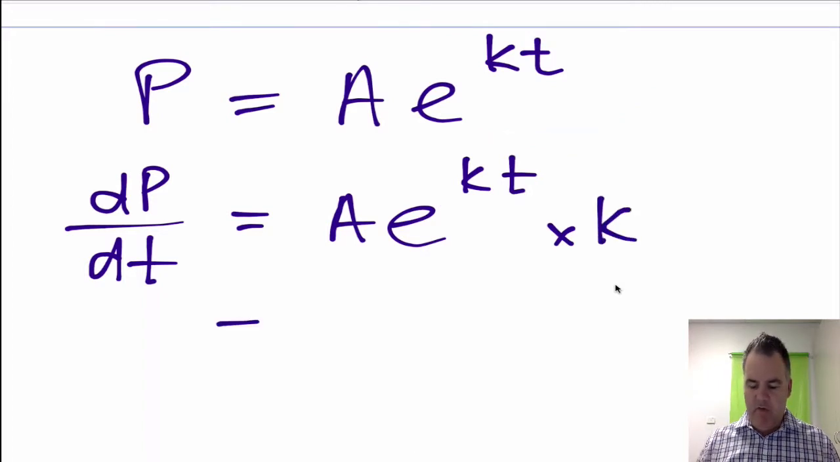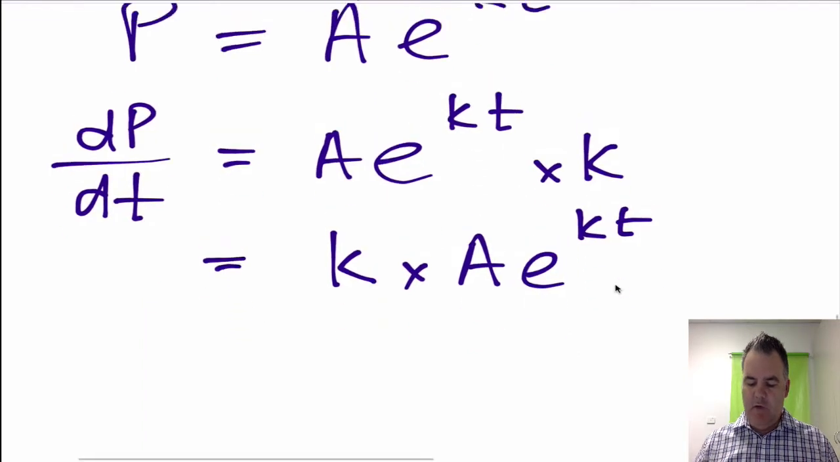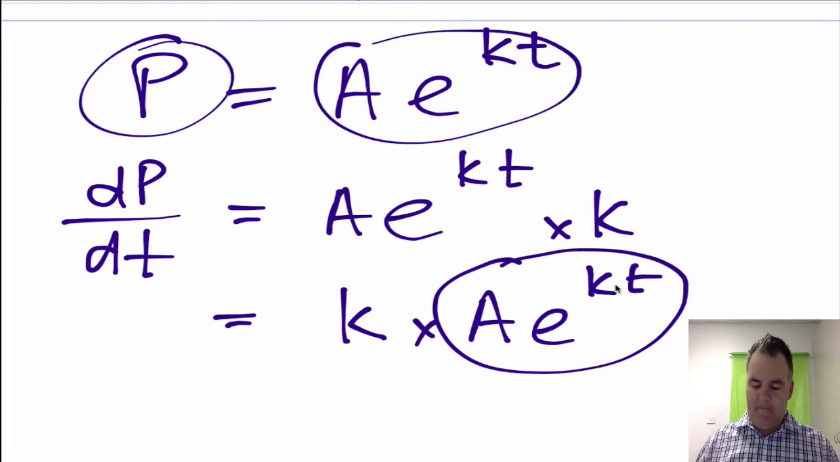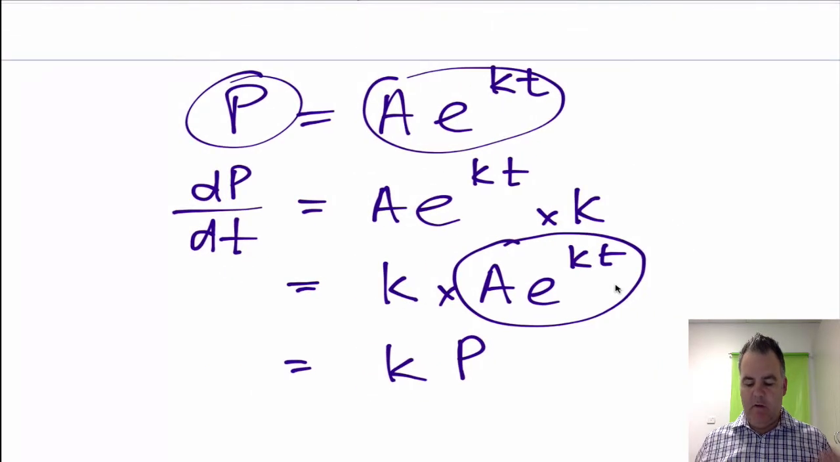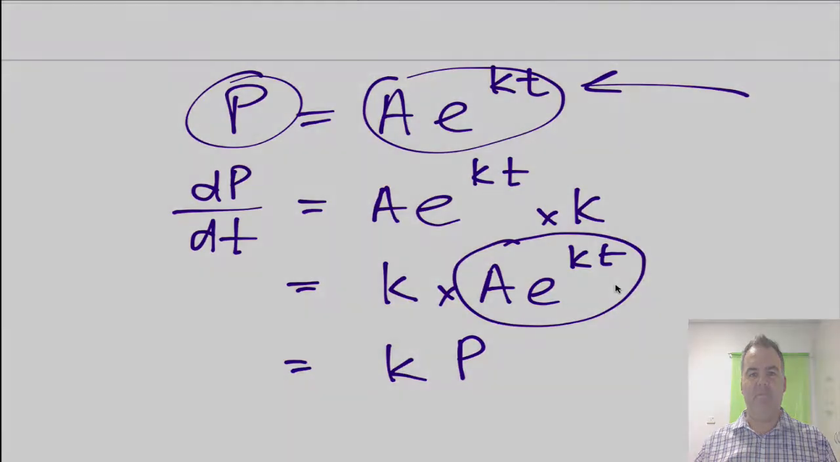Now a bit of rearranging: I'm going to put that k out the front, and A e to the kt. You will recognise that A e to the kt is just P. So I could write this as k times P. There's a little justification that shows that when we have A e to the kt and we do the derivative, we just get k times the original value. So going backwards, if we start with a situation where the derivative is k times P, then we know that this is the solution for that differential equation.